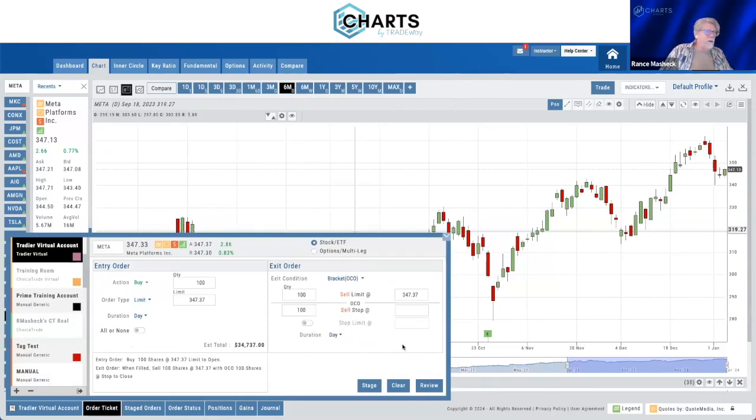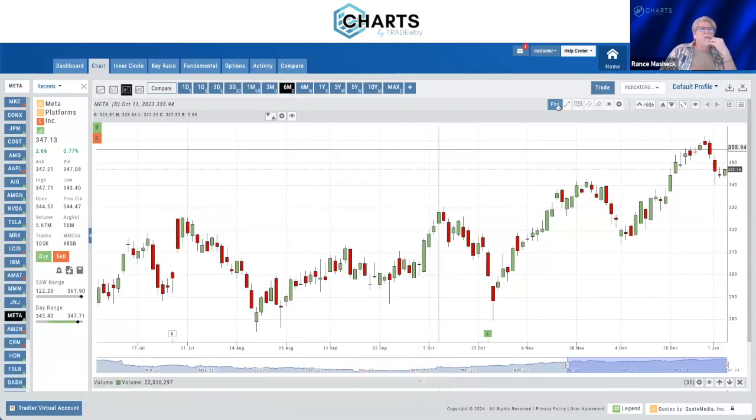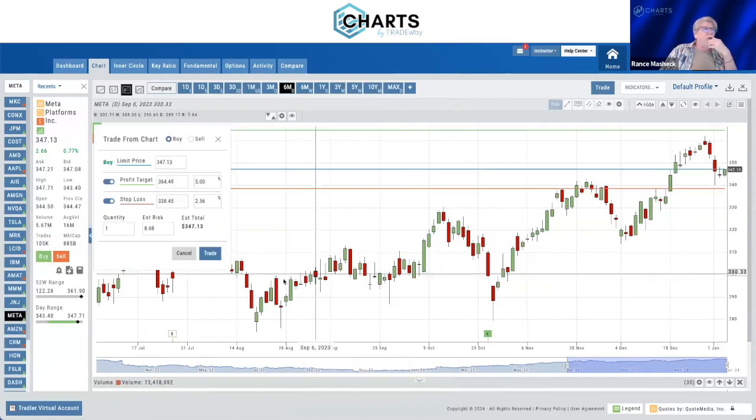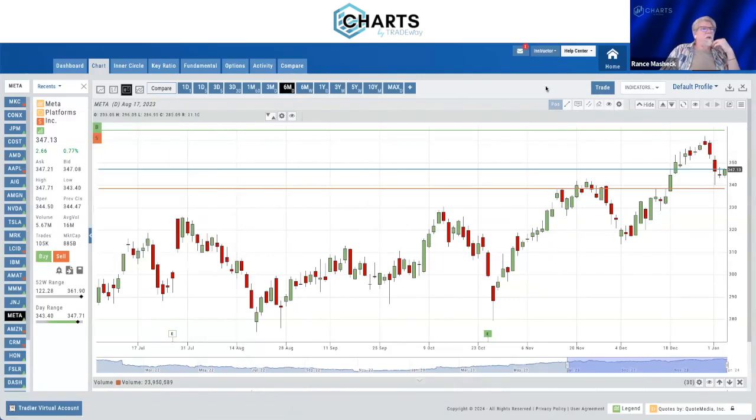You've got your entry on the left, exit on the right, and with this trade-from-the-chart function coming in, you'll be able to set the whole thing up again visually, or by percent, or by dollar. Do your sizing, and then send that to the ticket accordingly. And again, a couple of weeks on that, and we'll have that one out for you. So that's coming up.